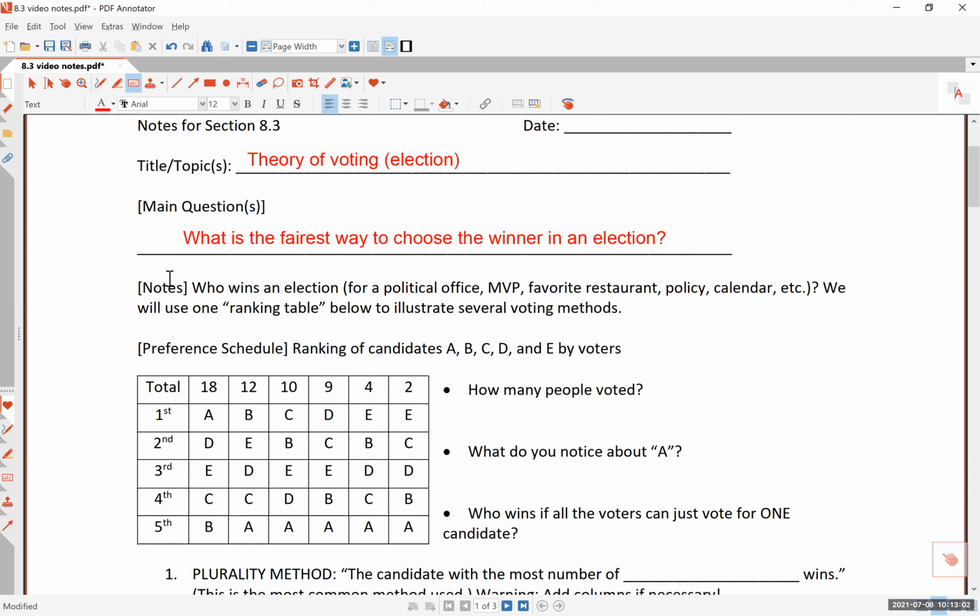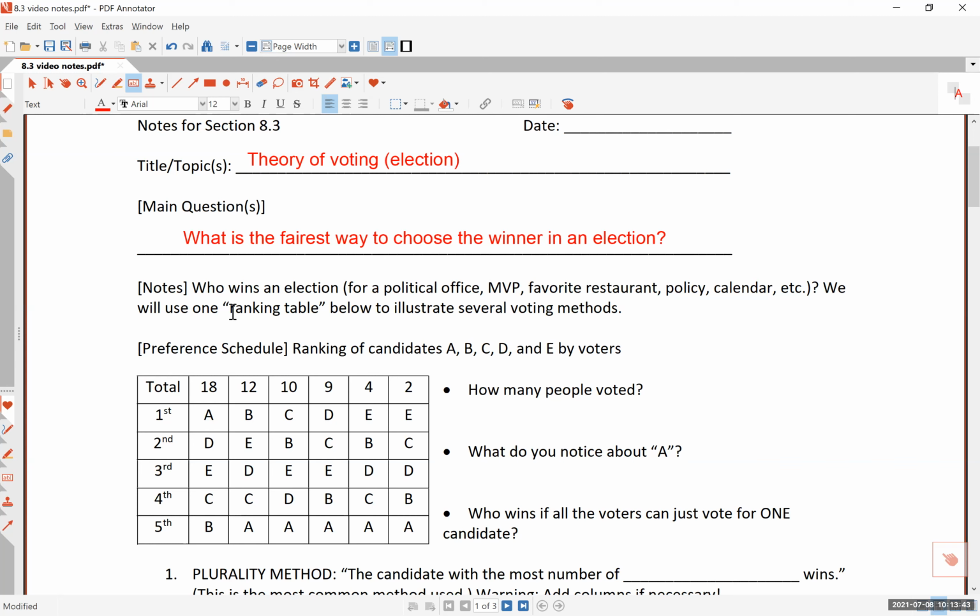First, who wins an election for a political office? In the world of sports, they choose the most valuable player. If you're involved in a Hall of Fame election in sports or music, you cast your vote. How do you choose the favorite restaurant? Newspapers run things like the number one restaurant in Los Angeles. What happens if you vote for a policy, or decide what kind of academic calendar you want for a college? There are many situations in which we have an election.